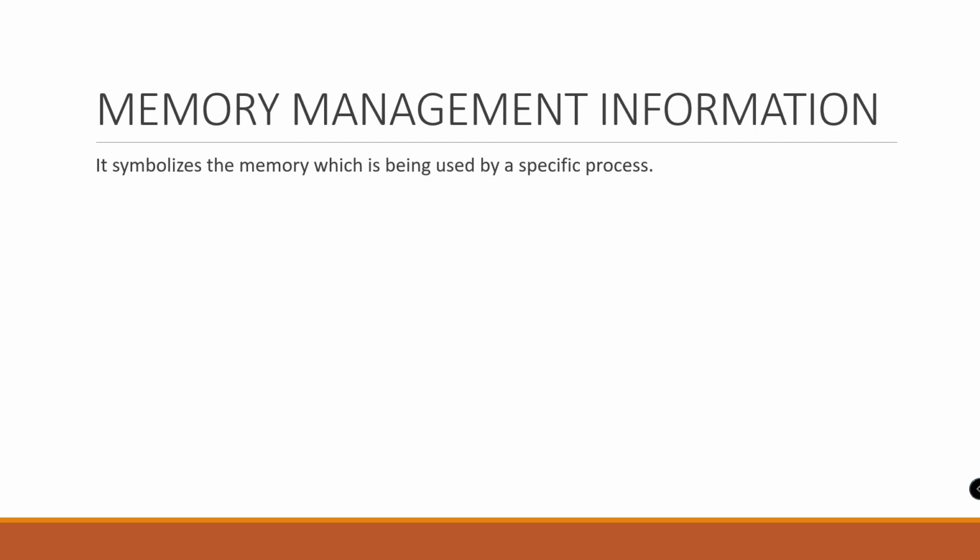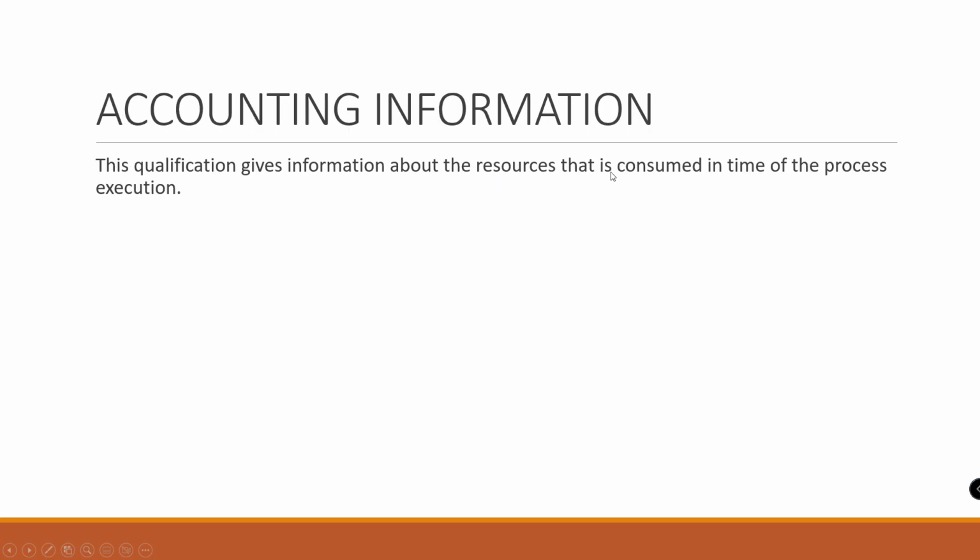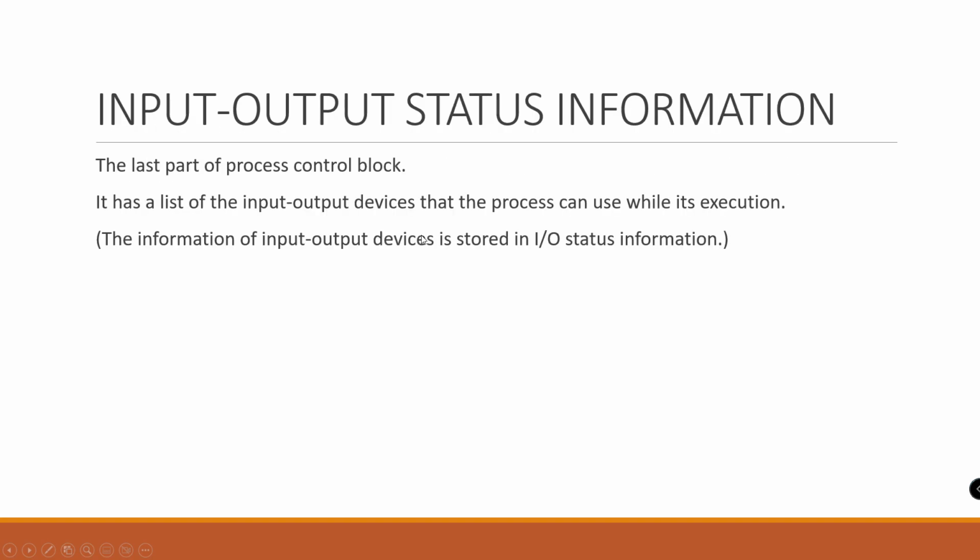Memory management information is also stored in the process control block. It symbolizes the memory which is being used by a specific process. Accounting information gives information about the resources that are consumed during the process execution. For example, we can say connection time, CPU usage, memory usage, and so on.